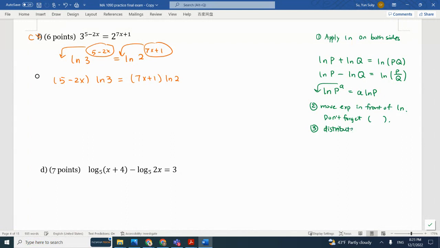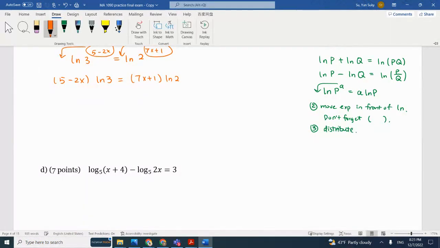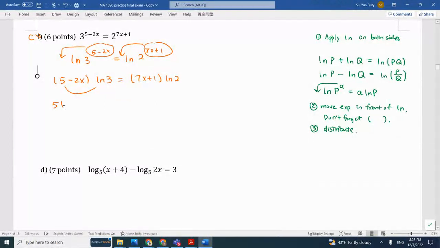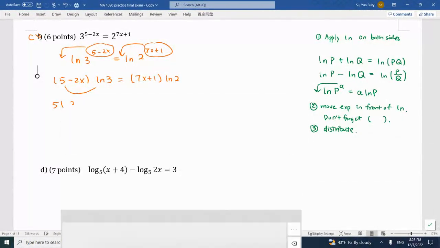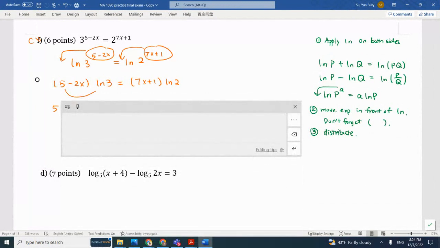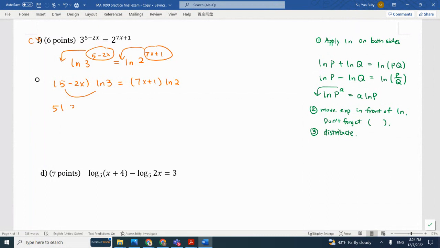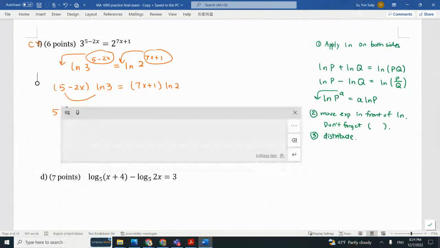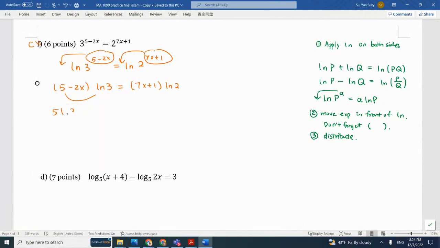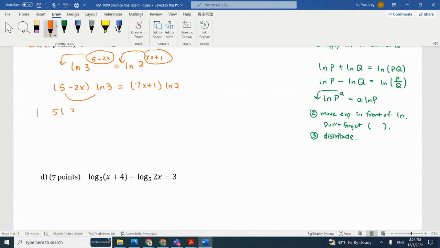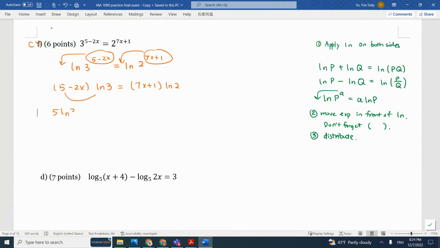Okay, distribute. So 5 times ln of 3. Oops. Let me save it. Yes, 5 times ln. Why does it not allow me to draw? Let me do it again. Okay, 5 times ln 3, and then here minus 2x times ln 3.